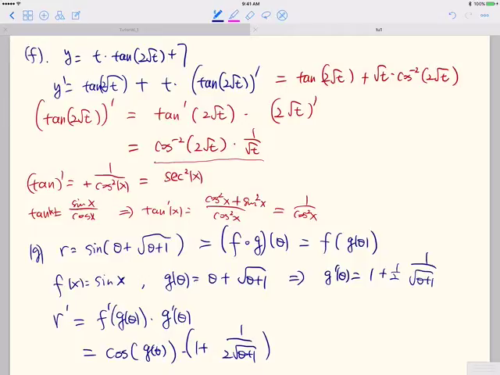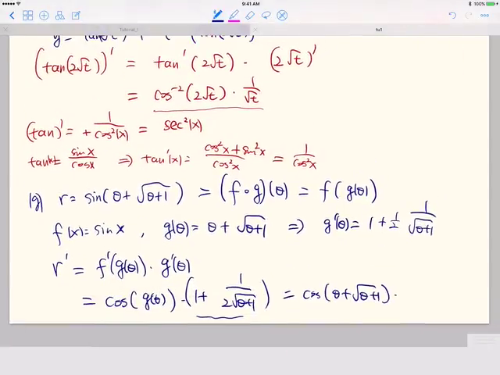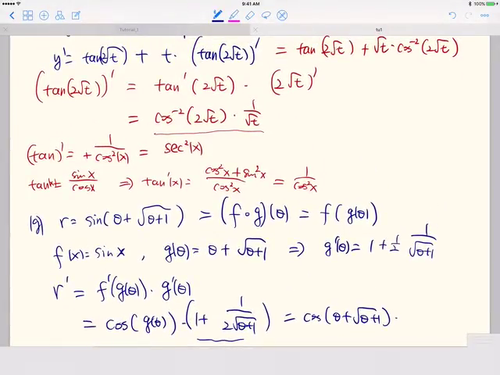Of course, we haven't plugged in the expression for g(theta). We can do this right now. So this is cosine of theta plus square root of theta plus 1, times. We can simplify this one, so it will give us this. Right, so that's the answer for G.